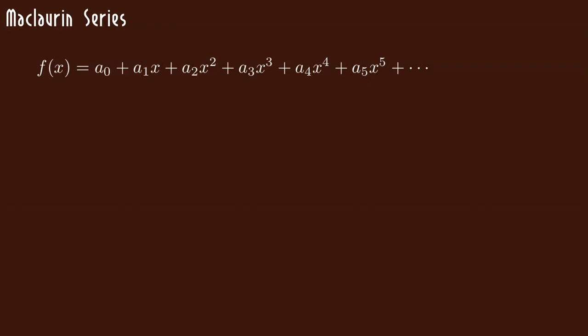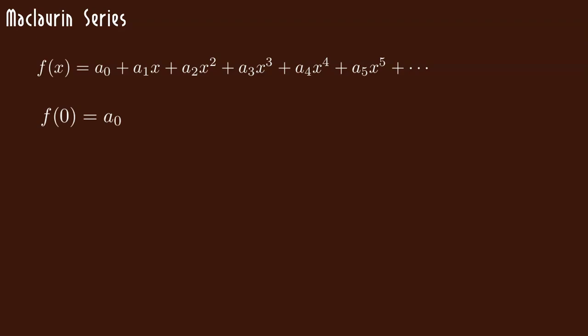Suppose I can write a function as an infinite polynomial. So I've got some coefficient, a sub naught, a sub 1 x, a sub 2 x squared, on out to infinity. It keeps going. So we need to figure out what these coefficients are. Well, if I plug in 0, everything disappears except a naught. So I know that a naught is f of 0.